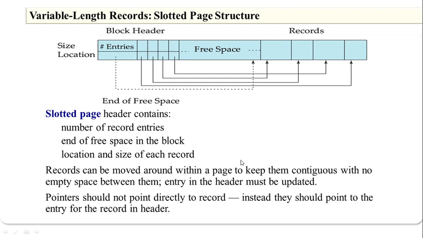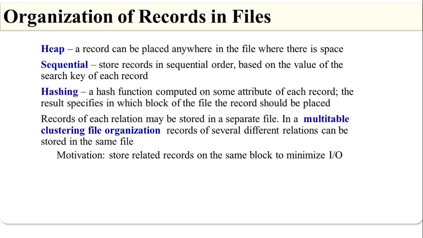Then variable length records: slotted page structure, that is a block header with size, location, and records, and the end of free space. The slotted page header contains the number of record entries, the end of the free space in the block, and the location and size of each record. Records can be moved around within the page to keep them contiguous with no empty space between them. An entry in the header must then be updated. Pointers should not point directly to the record. Instead, they should point to the entry of the record in the header.